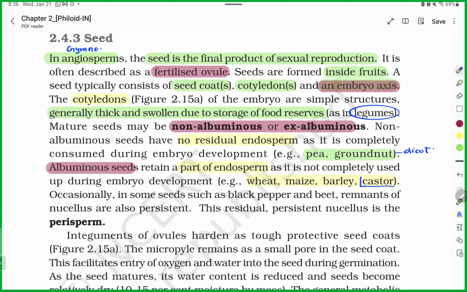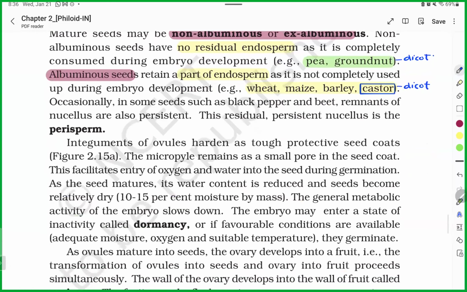Sarah, what is special about castor? So it's a dicot with endosperm. Yes, it is a dicot plant with endosperm. Usually, dicots do not have endosperm. Albuminous seed means endosperm is present even after maturity. Non-albuminous seed means endosperm is completely consumed. Albuminous always relates with endosperm. What is perisperm?